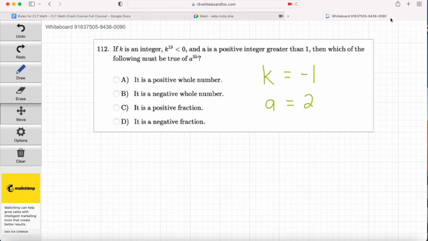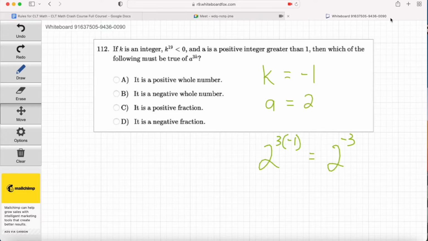Okay. So now the question is, which of the following must be true about a to the power of 3 times k? Well, we can rewrite this expression now with these values. It's a lot easier to understand. We're going to get 2, if a is 2, to the power of 3 times negative 1. Does that make sense? Why that's a to the power of 3 times k? Yes, we're just plugging in those values. That's going to be the same as 2 to the power of negative 3. Is that clear? Yes.